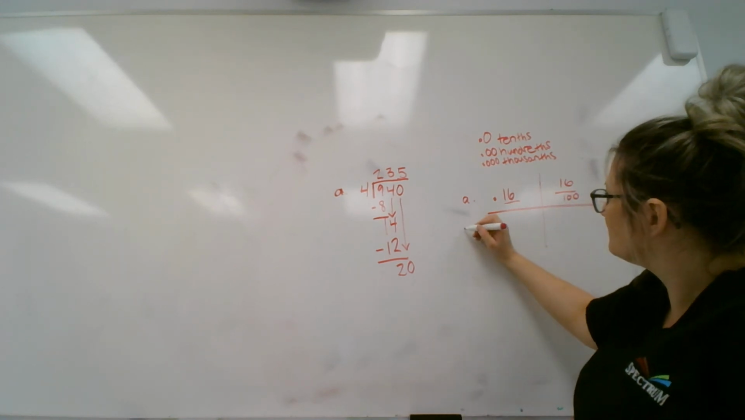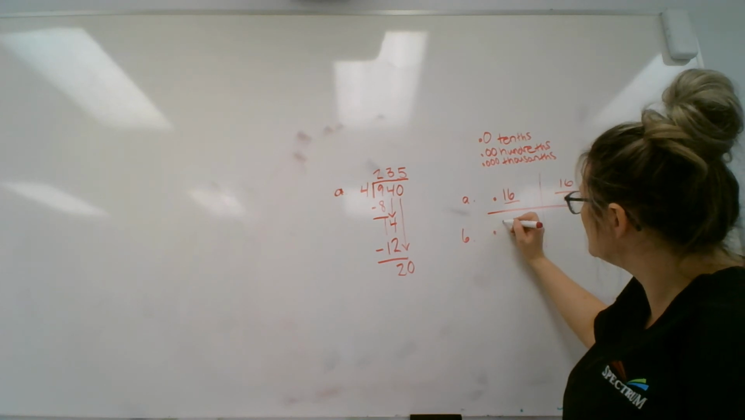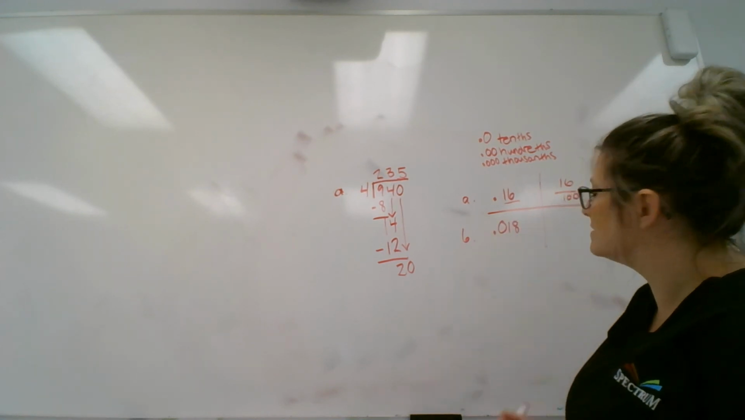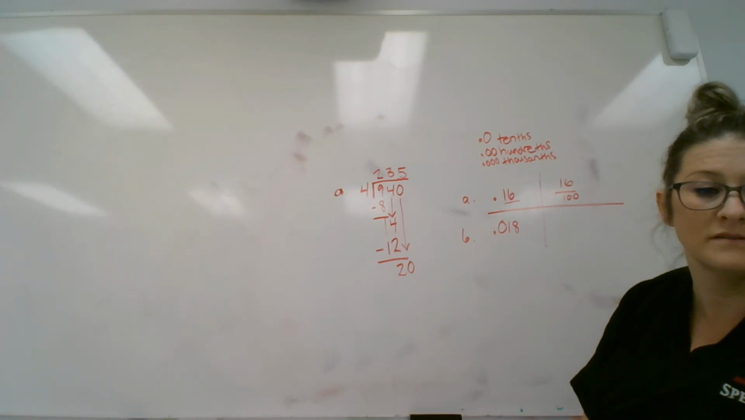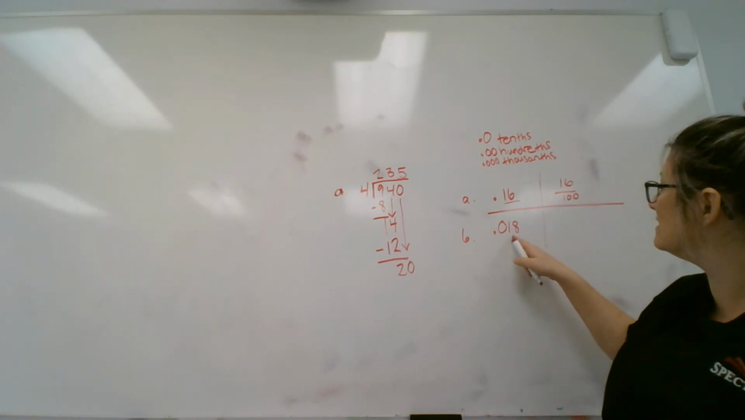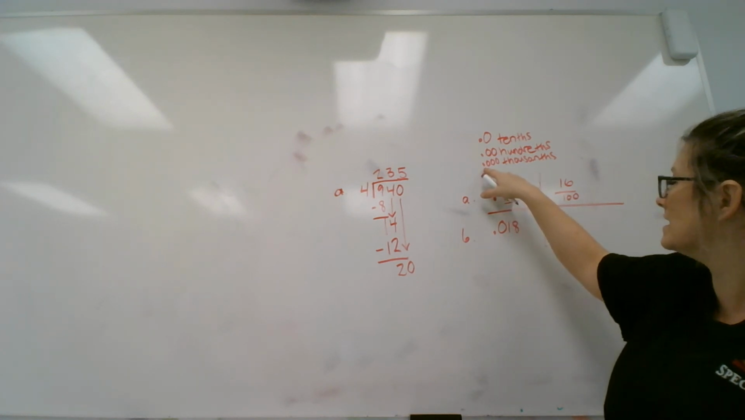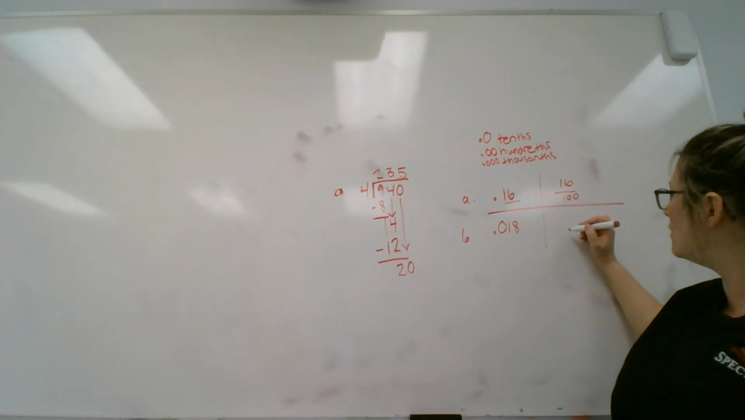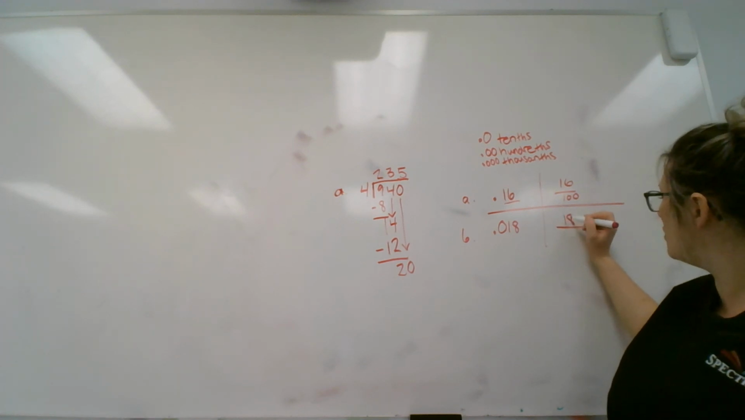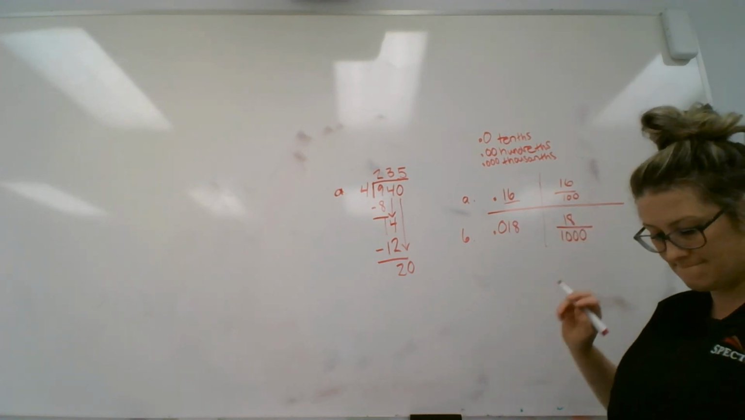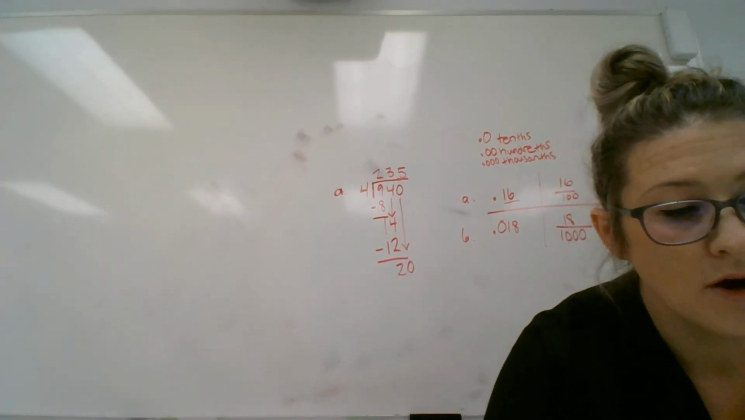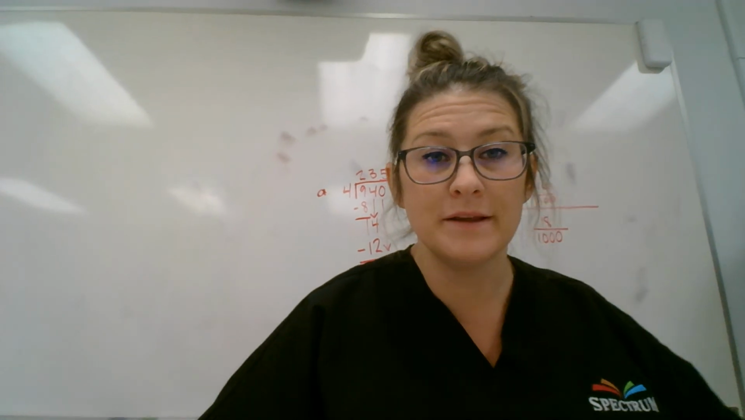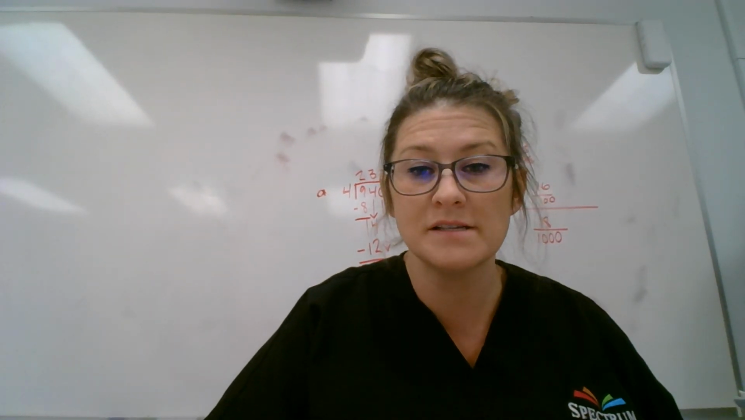Problem B, 0.018. Okay, that's 18 thousandths. So if it's 18 thousandths and I have 1, 2, 3 digits after my decimal point, thousandths, so I know I have to put 18 over 1,000. Okay, go ahead and complete the rest of that on your own. When you are finished, go back to the book and complete the independent work. And when you are done, please submit to your teacher.